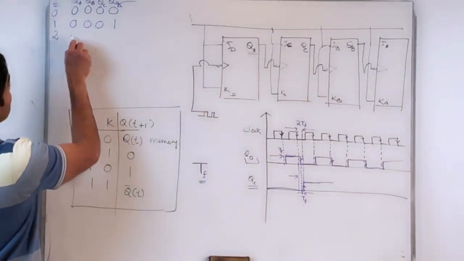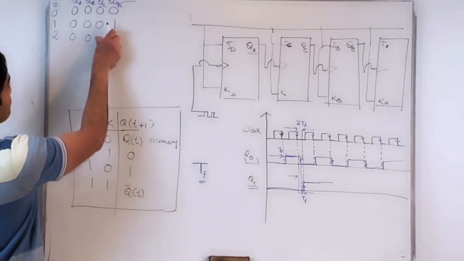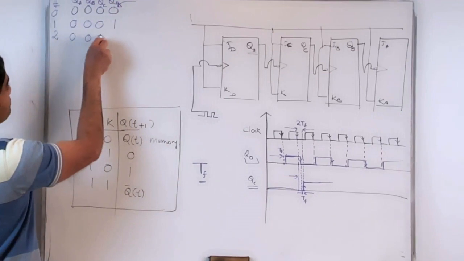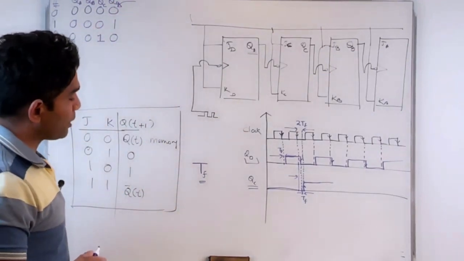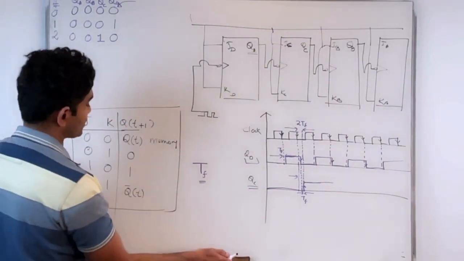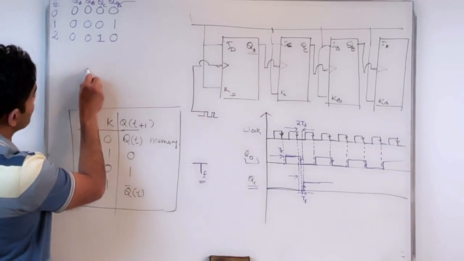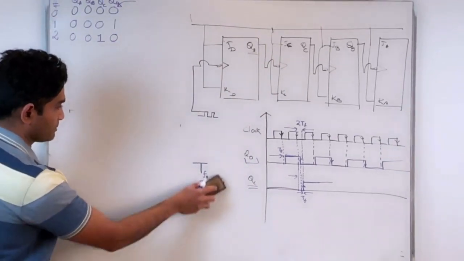On 2, it is supposed to become 0, 0, 0, 0, 0, 1, 0. So with every clock pulse, my QD toggles, which is fine. Now the problem is, what if for a particular stage I have a situation something like this? Let me take this out and look at this again.